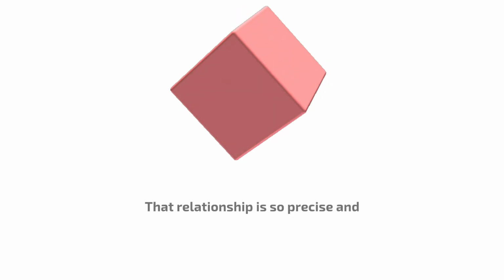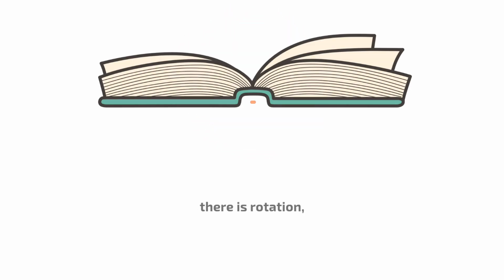That relationship is so precise and so essential that it shows up everywhere where there is rotation, cycles, waves or symmetry. And here's the trick. Nature is full of symmetry. Nature is full of cycles. And nature is very often structured in curved ways rather than in straight lines. So it shouldn't surprise us that a number connected to curvature and cycles appears again and again.